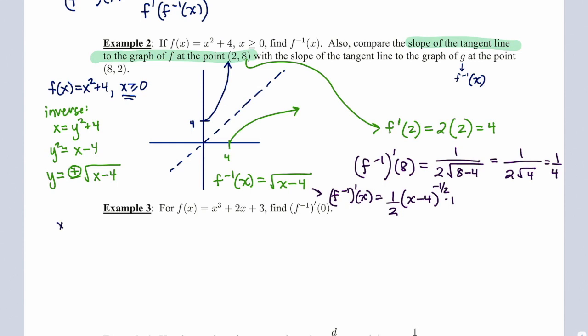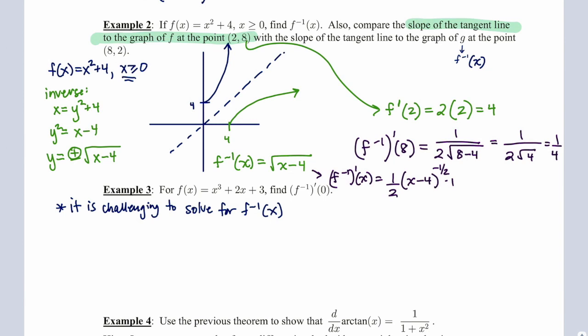So the first thing to observe is that it is challenging, not impossible, but definitely challenging to solve for f inverse of x. You can try to do this, switch the x's and y's, and then solve for y, but it's going to be kind of rather messy. So, since we don't need the inverse derivative at every value of x, we only need it at 0, we can say, let's put the pieces together that we need according to that theorem.